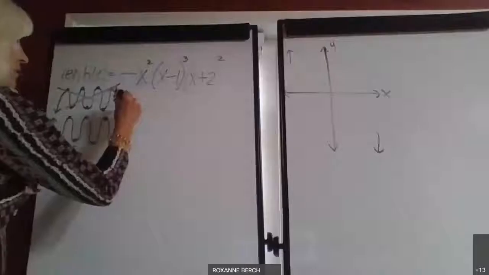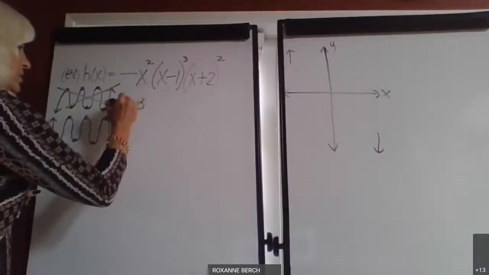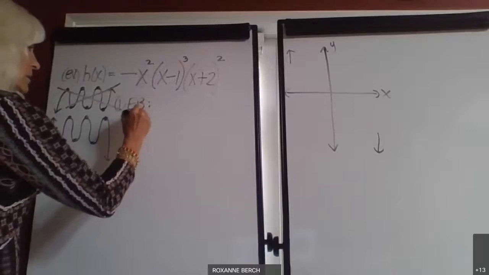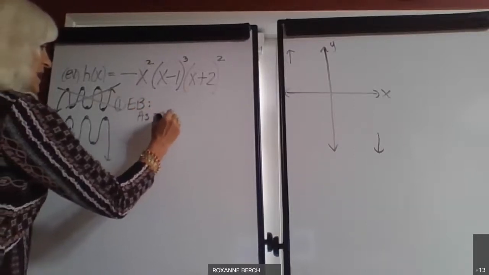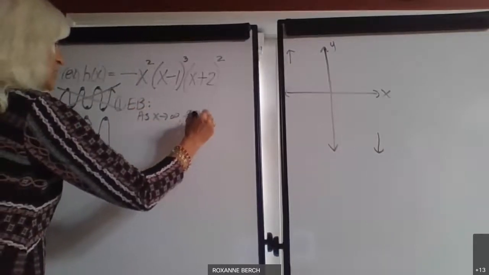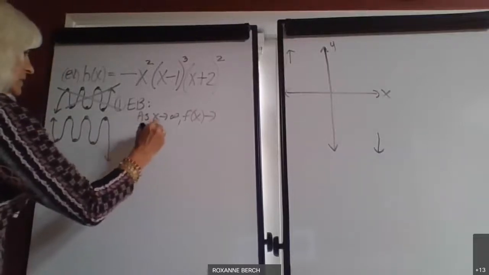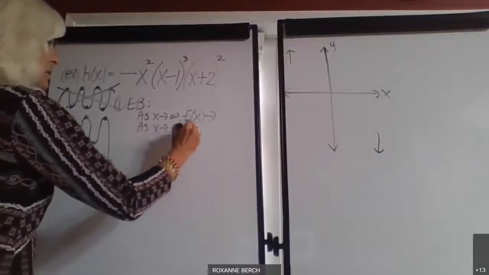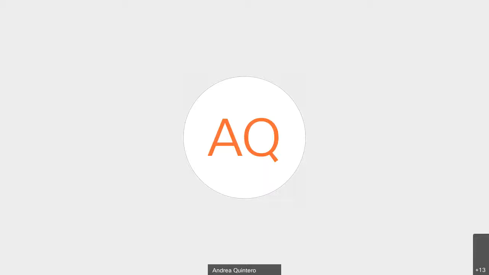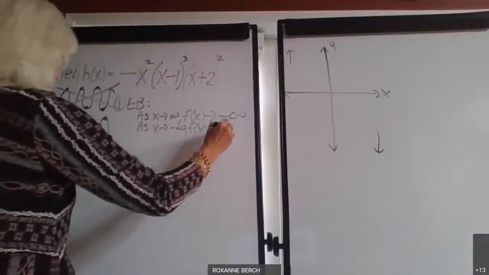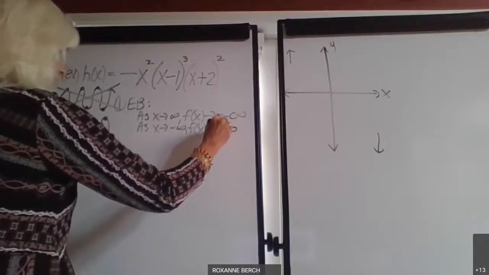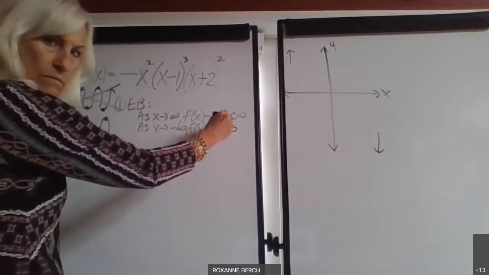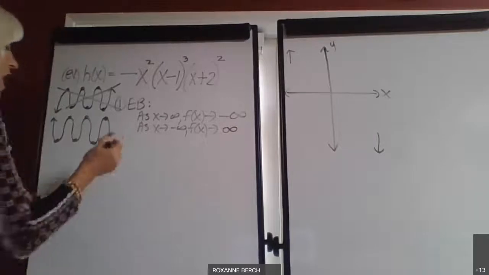All right, here we go. So what's the end behavior? As x goes to the right, what's the function doing? Going down. As you go to the left, what's the function doing? Going up. Yep.